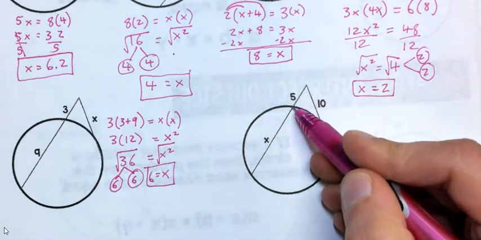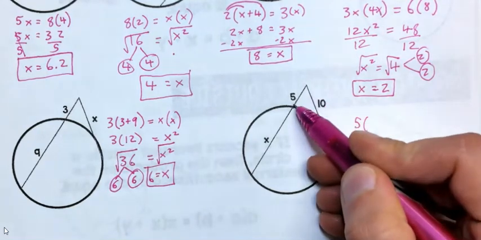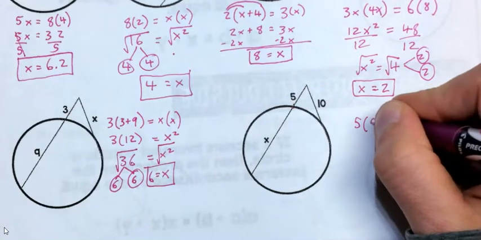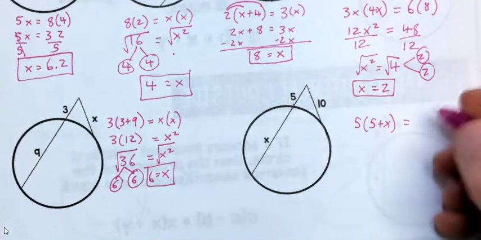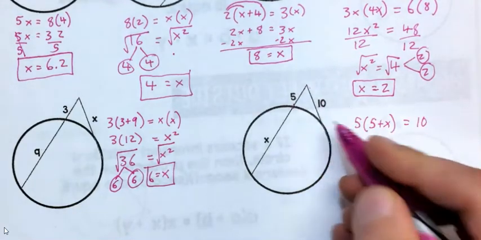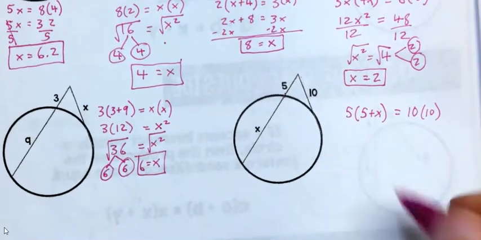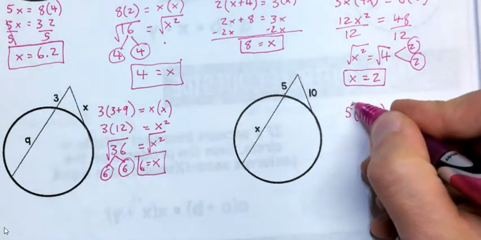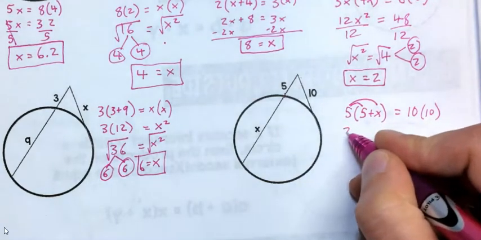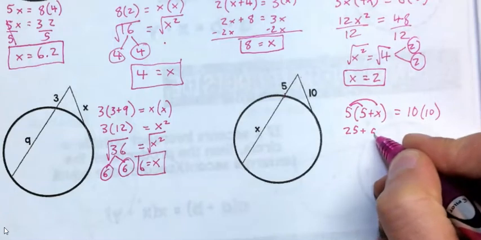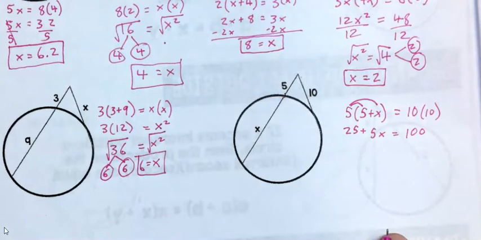All right, so part equals 5 times the whole, which is 5 plus x, which equals part, which is 10, times the whole, which is, again, just 10. Okay, so I can distribute this 5, and I get 25 plus 5x is equal to 10 times 10 is 100.